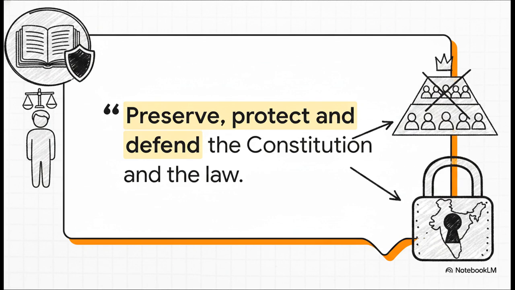Notice what's missing there? They don't swear blind loyalty to the prime minister. They don't swear loyalty to the ruling government. Their ultimate, absolute highest loyalty is to the document itself. The Constitution is their boss. So, if the advice given by the Council of Ministers somehow goes against the Constitution itself, the president actually has a duty to act independently to protect that constitutional framework.